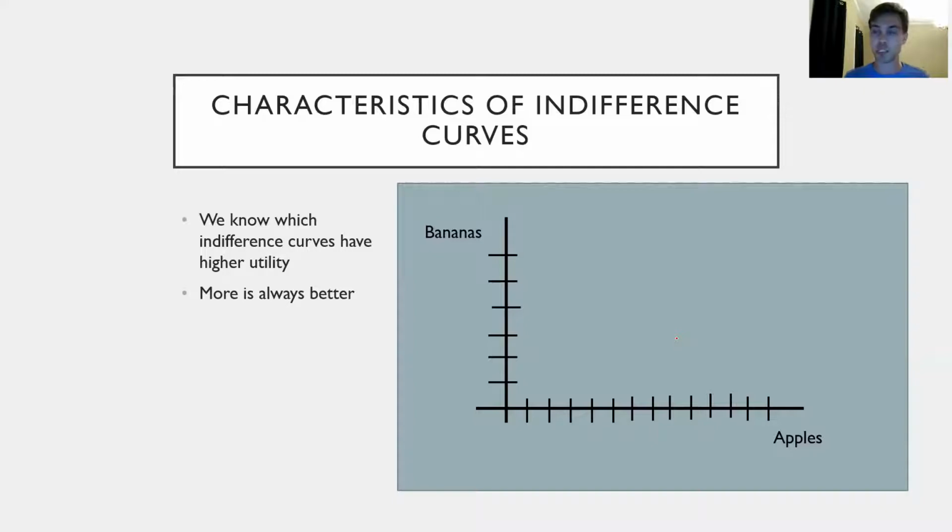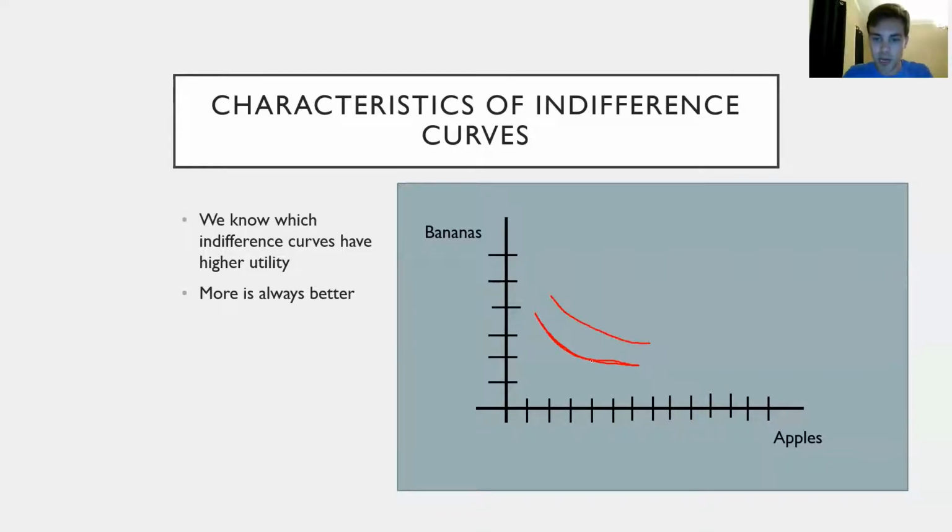We also know which indifference curves give us more utility. And the reason we know this is because more is always better. So since we know that having more of each of these goods is going to give us higher utility, we can decide that this indifference curve is at a lower point of utility than this indifference curve.